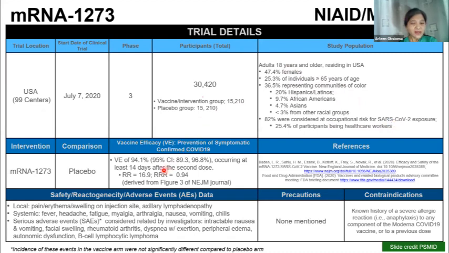The result of their trial showed a vaccine efficacy of 94.1%, occurring at least 14 days after the second dose of the vaccine. That means that if you have 100 individuals, you will prevent 94 of them from having the infection, as against giving nothing to these individuals, in which case they will experience the infection.